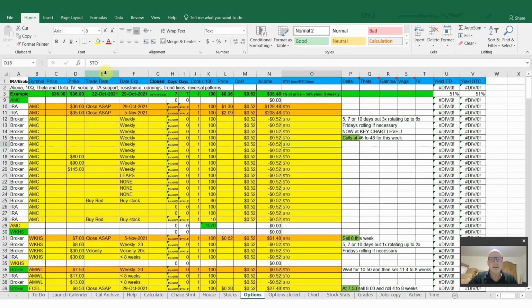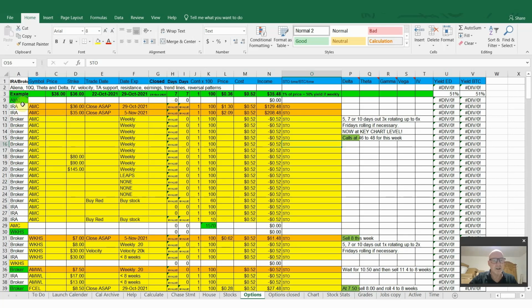Here's a spreadsheet that I use, and it's based on the symbol and the price. For an example, I set up an example for AMC. If the price is $36 and I sell a 36 put, that's exactly at the money, with a trade date of 22 October and an expiration date one week later, the 29th of October. If I close it on the 29th, that's 7 days. That's a weekly.